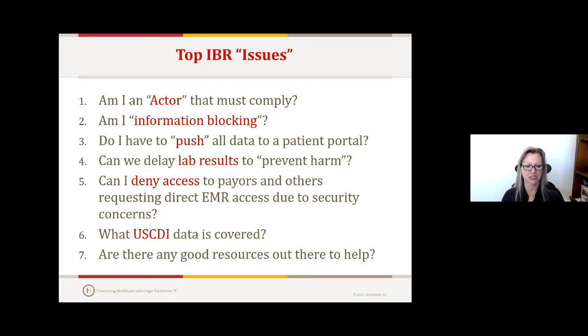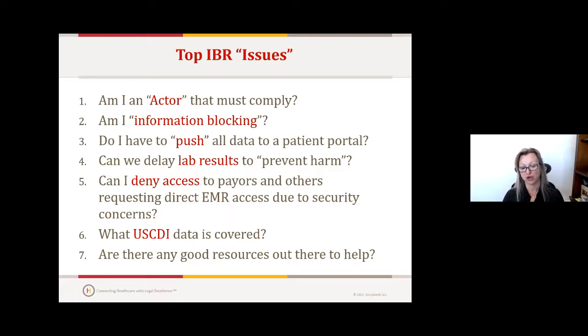And again, the interpretation by ONC of the rule and how it works really disrupted that. And so I'll go through it and let you know how a number of organizations have attacked that and addressed it. Next, can I deny access to requesters like payers and others requesting direct EMR access due to security concerns or other kinds of exceptions?